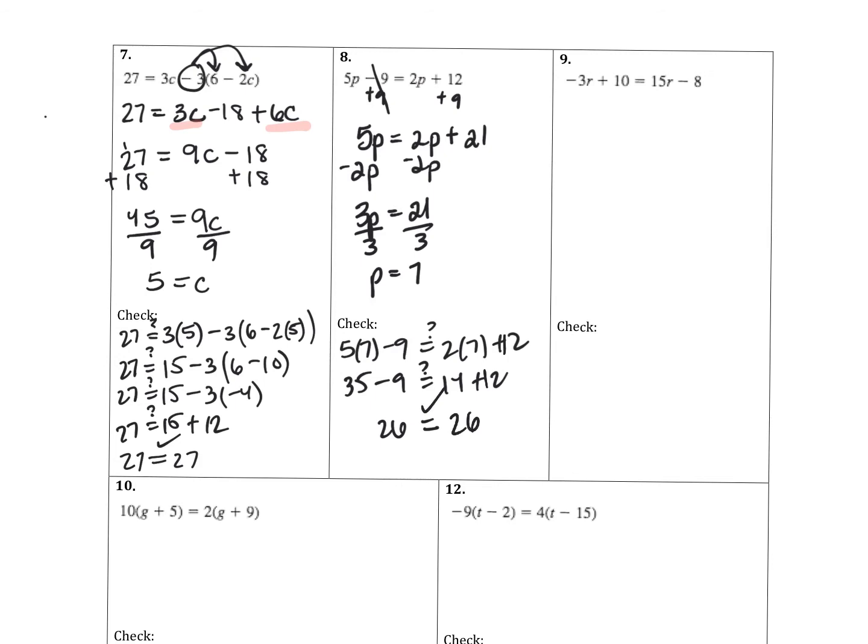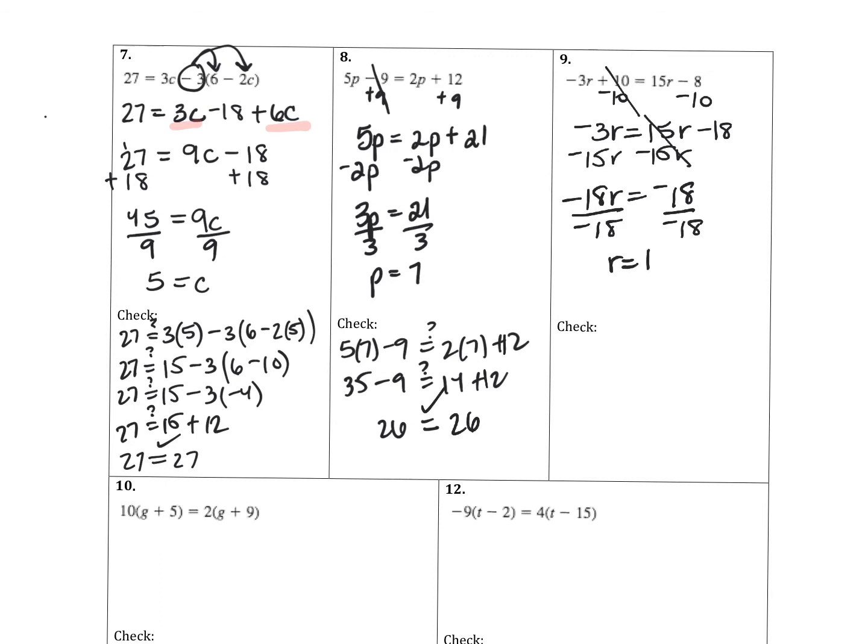There we go. Number 9, we want all r's on one side, all numbers on the other. So I'll move this 10 over. This cancels out. I get negative 3r equals 15r, negative 8 minus 10 is a negative 18. Let's move this 15r over by subtracting. Okay, I'll get negative 18r equals negative 18. I divide by negative 18 on both sides, and I get r equals a positive 1.